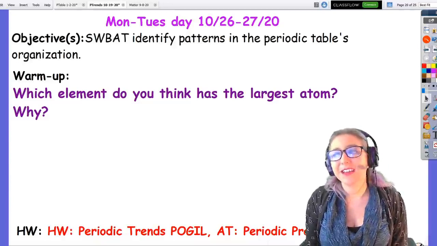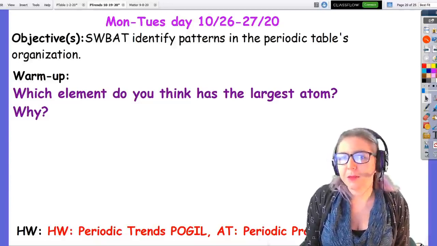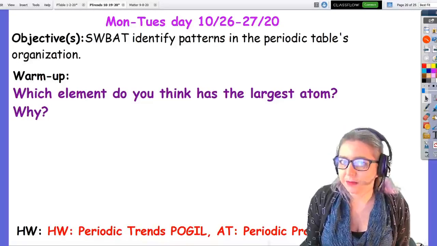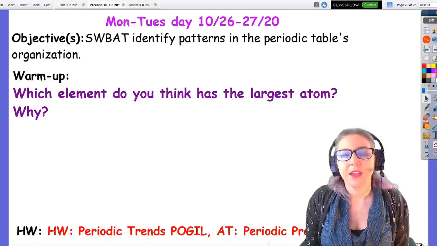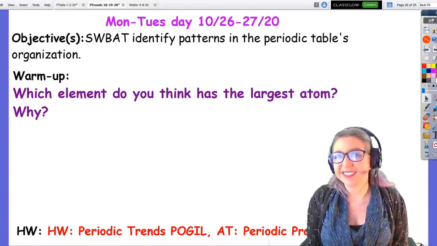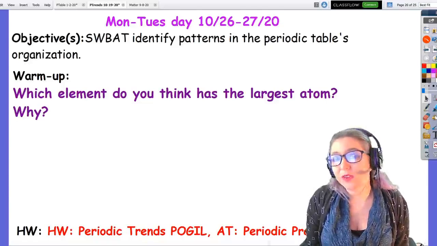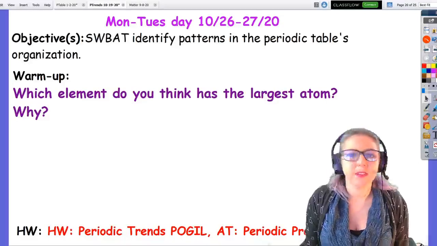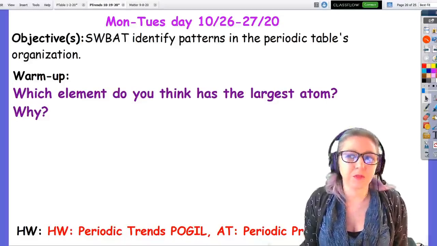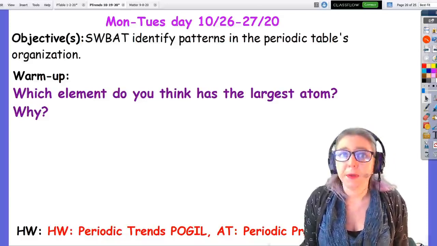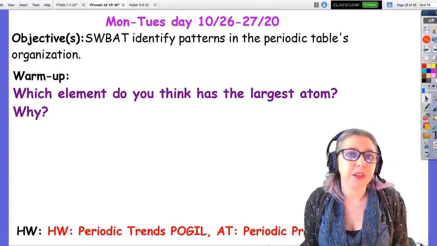So we started class with a simple warm-up. Which element do you think has the largest atoms and why? Now, we haven't really talked about the size of atoms yet or the size of elements. So this is not a warm-up that I expected to get right answers from. But I did want people to make a good guess.